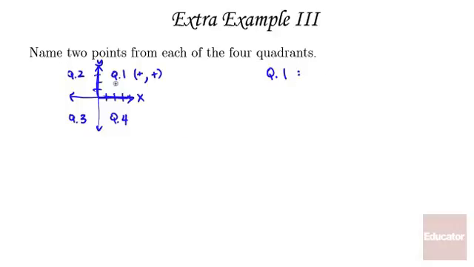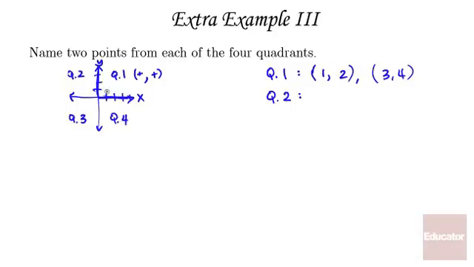So for quadrant 1, I have to name 2 points. Any ordered pair with a positive x, positive y is in quadrant 1. So 1, 2. That's in quadrant 1. What else? 3, 4. It's also in quadrant 1, right? Now look at quadrant 2.